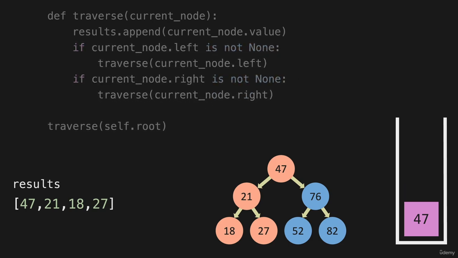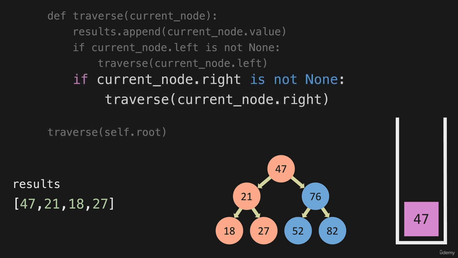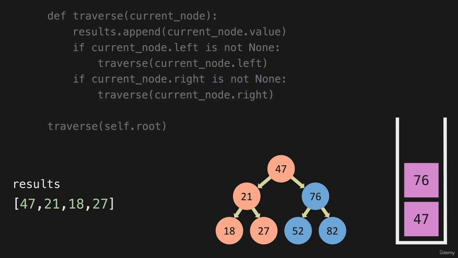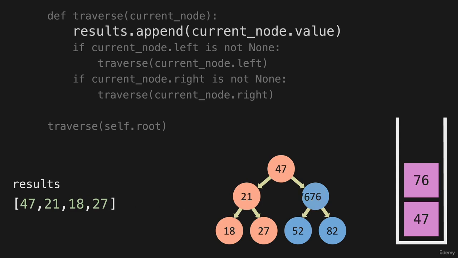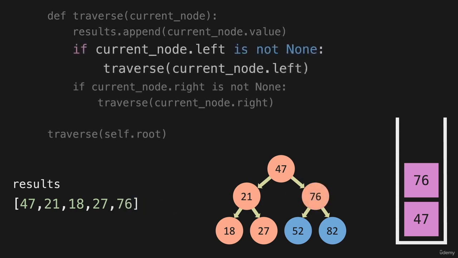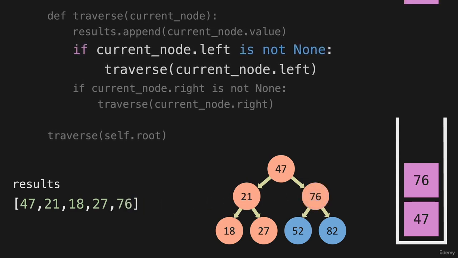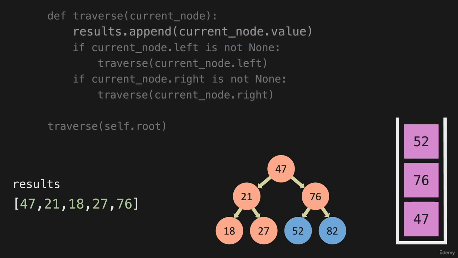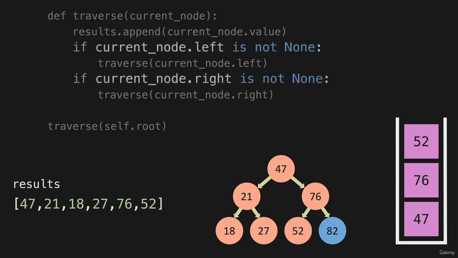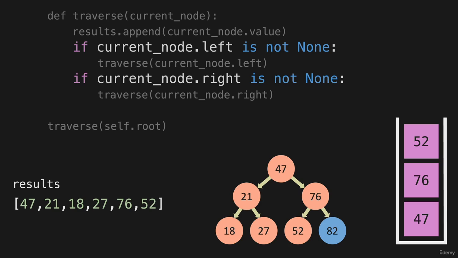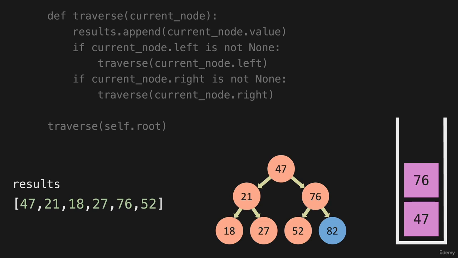So now the 47 is at the top of the call stack again. It's already gone left. Now it needs to go right. So now we're going to run traverse on the 76 node. First thing we're going to do is append the value of the 76 node like this. And then we're going to go left. That's the 52 node. We'll push that onto the call stack. First thing we do is run this line. We'll append that value to the results list. 52 is going to look left and right. It does not have any left or right children. So we can pop that from the call stack.